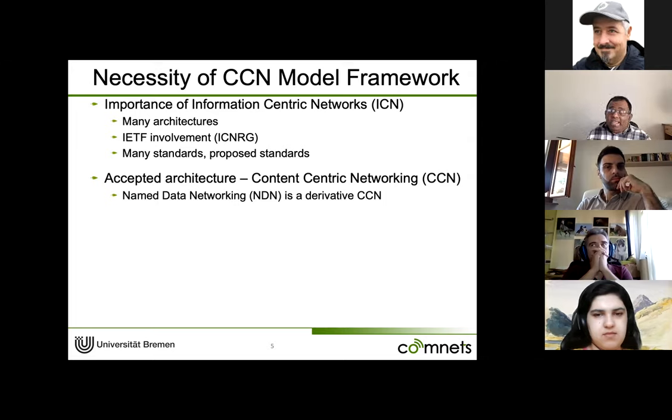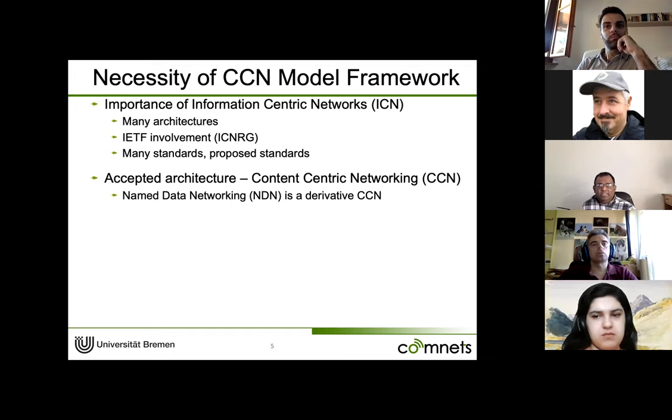You may have heard about NDN, named data networking. NDN is simply a derivative of CCN. The original architecture for information-centric networks was referred to as CCN, the one that IETF accepted. Of course, there were other architectures like DONA, data-oriented network architecture, and NetInf, network of information. There were many architectures, but they exist and nobody does any research in any of these anymore.